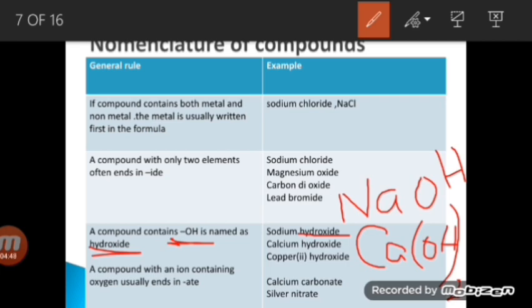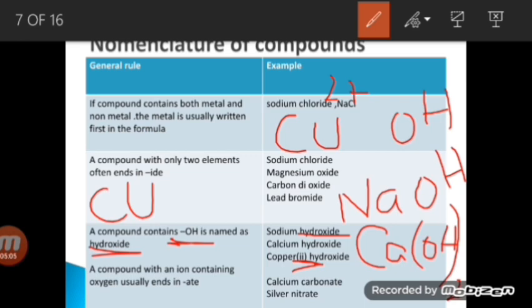Next is copper 2 hydroxide. Always remember, we are not going to read it out as copper 2 hydroxide. We will read it as copper hydroxide, but this 2 represents the oxidation state of copper. So it will be copper plus 2 and hydroxide. So how are we going to write it down? We are going to write it like this.